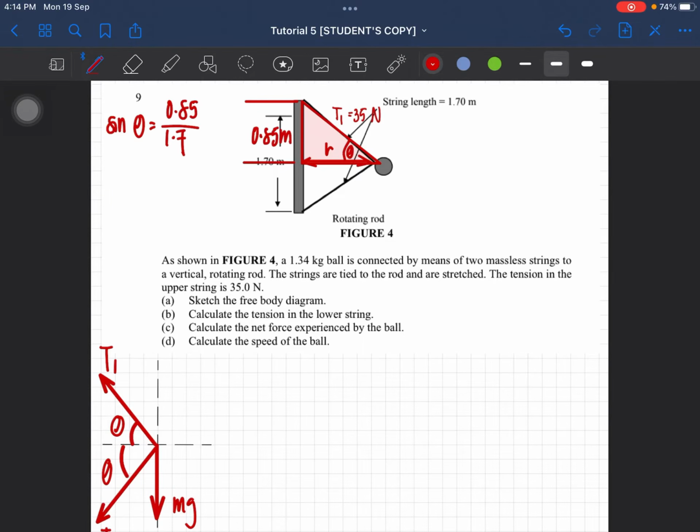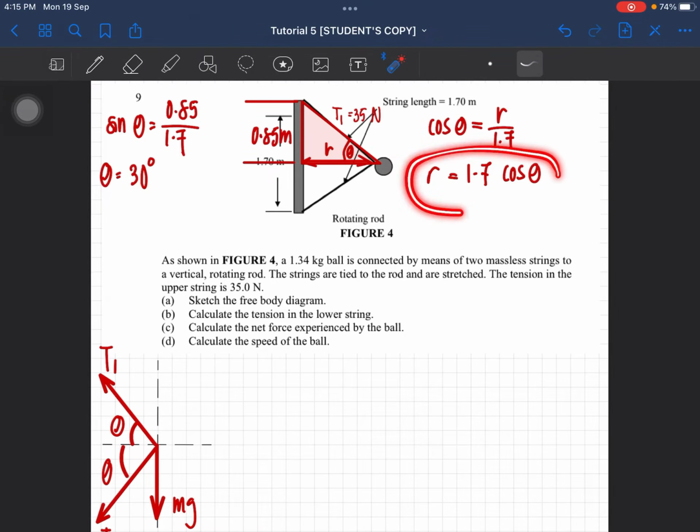Not 35 Newton, not that. We are going to use meters now. Meter and meter. Okay, so this is going to be equal to 30 degrees. Right, after that we have to calculate R first, because usually we are going to use R when it comes to circular motion. So for R we are going to use cos theta, which is equal to adjacent over hypotenuse. So R over hypotenuse, which is 1.7. So R is equal to 1.7 cos theta.